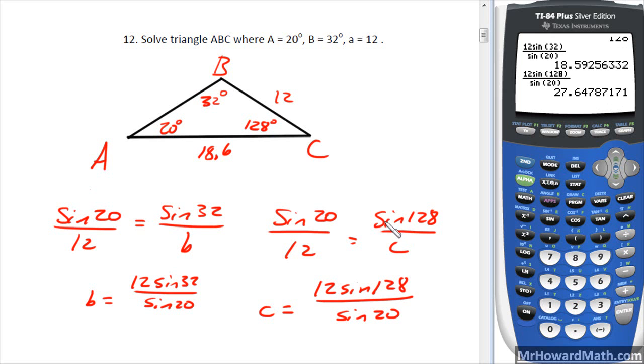And you get around 27.6. So all three sides are identified, all three angles are identified, that triangle is solved.